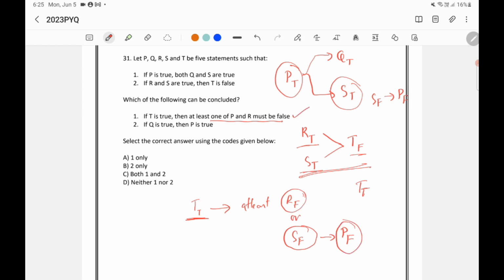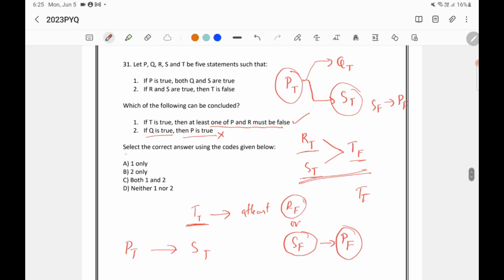Now if you look into the second statement, it says that if Q is true, then P is true. I already told you that if P is true, then S is true, but the reverse won't be correct. So we cannot say like this. So only one is the right answer. Okay.